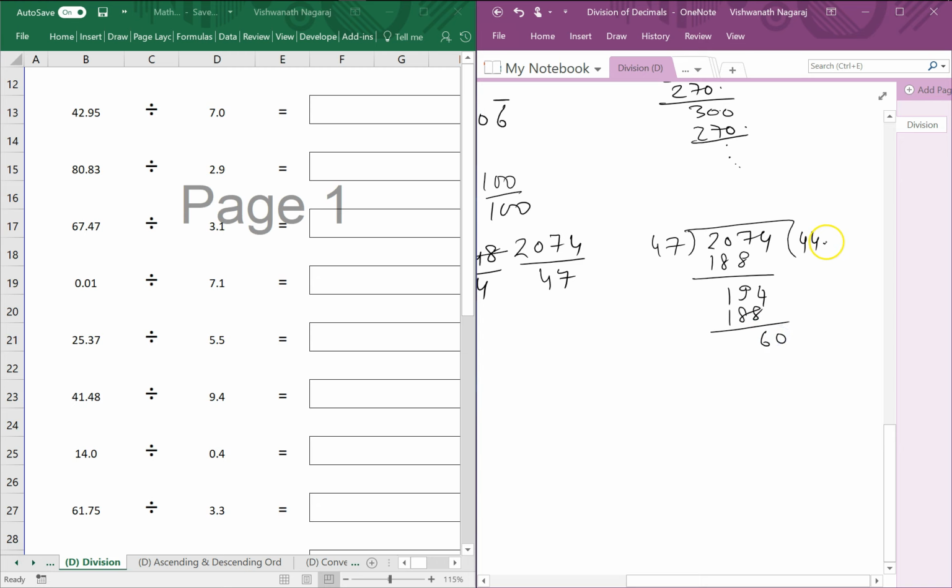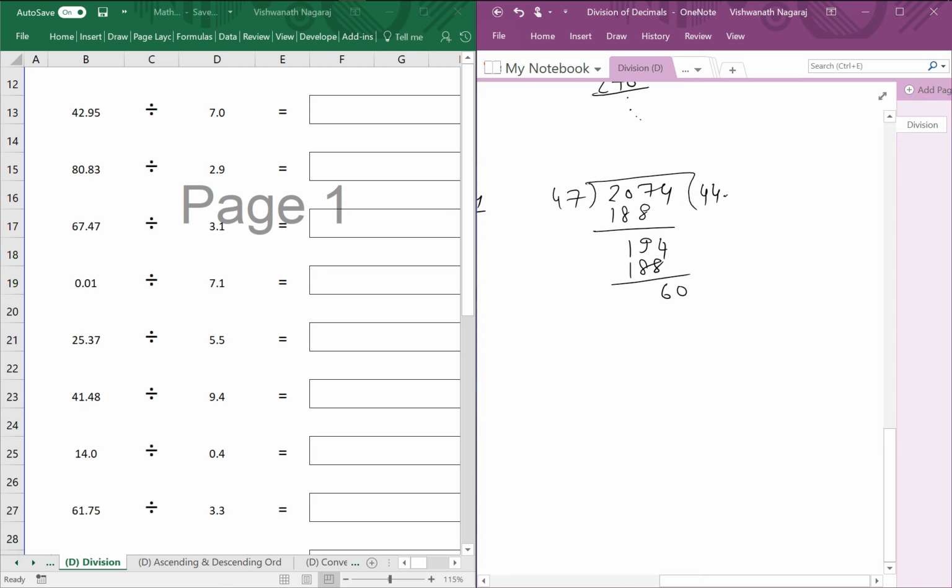So now we put a 0 with a decimal point. 47 ones, 47. So 10 minus 7 is 3, 5 minus 4 is 1, 130. 47, no, so 2, 7 to the 14, 4, 1, to the 8 plus 1, 9, 10 minus 4 is 6, 12 minus 9 is 3, 360.